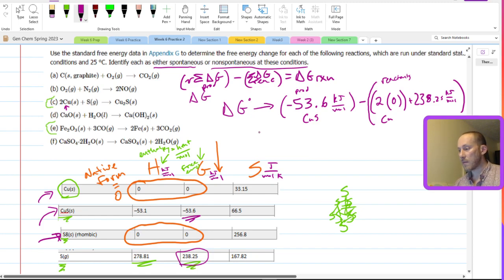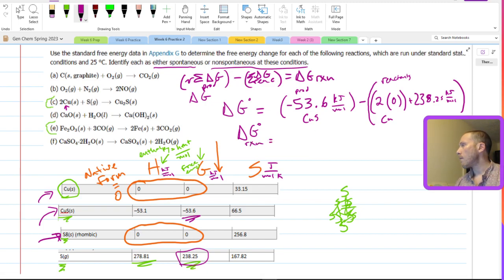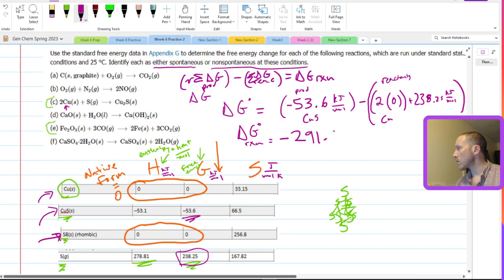And when you do that math, sorry, that shouldn't be an arrow, that should be an equals. When you do that math, your delta G of your reaction is going to equal negative 291.5 kilojoules per mole. So that's spontaneous.